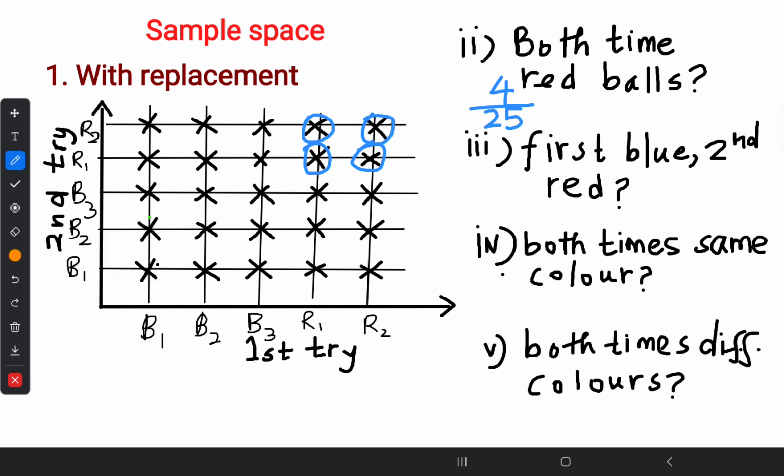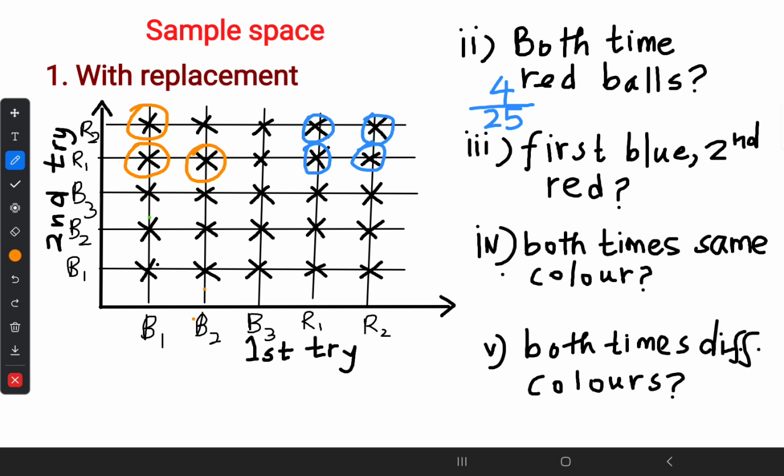Next, let's try. First blue, second red. First blue, blue. Here we have blue, blue, blue, blue. But look at this. First time blue, second time red. There is a possibility. There is an event. Blue, red. Blue, blue, blue, blue, blue, blue. So we don't want any of them.